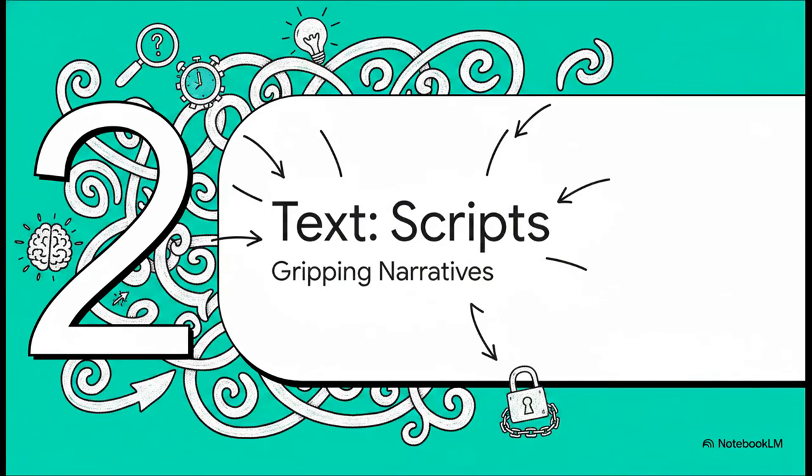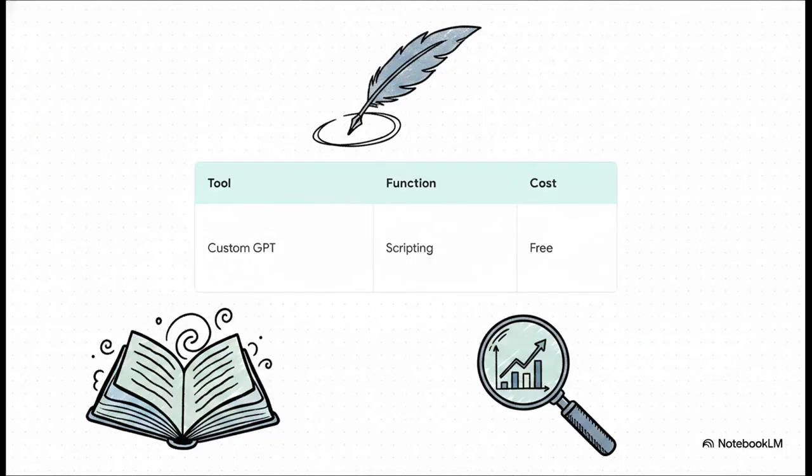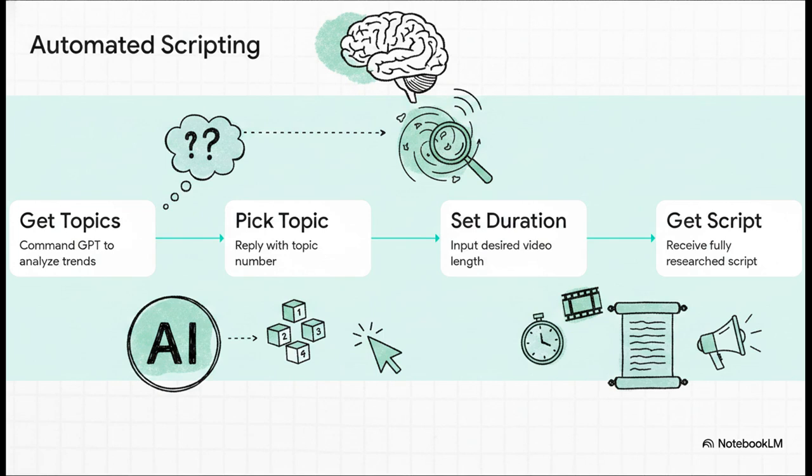Section 2. Text tools, automated scripting, turning ideas into gripping narratives. Now, finding a clickable topic and writing a suspenseful script is usually the hardest part, right? But by using a custom GPT designed specifically for historical documentaries, all that heavy lifting, the trend analysis, figuring out audience interest, and doing deep historical research, it's all handled for you. And yes, completely for free. Here is the exact checklist to make this happen.